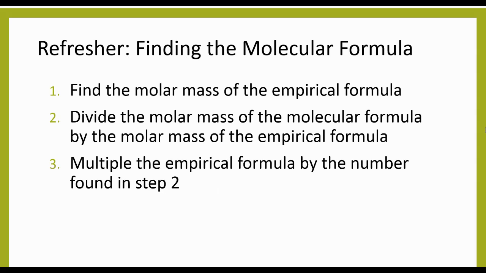So when we are finding the molecular formula, the first thing we need to do is find the molar mass of the empirical formula. We then divide the molar mass of the molecular formula by the molar mass of the empirical formula, and then we get some number. If that number is 1, then the molecular and the empirical formulas are the same. If they are not, then we're going to multiply the empirical formula by the number we found in step 2, and that will give us the molecular formula.